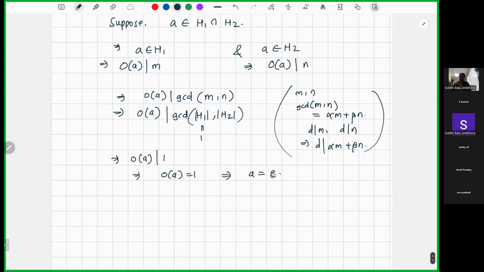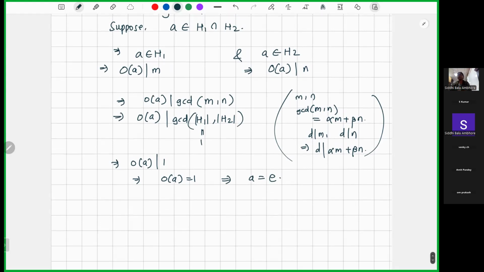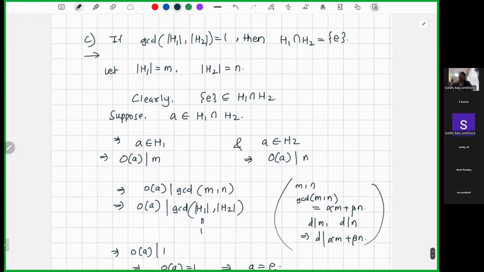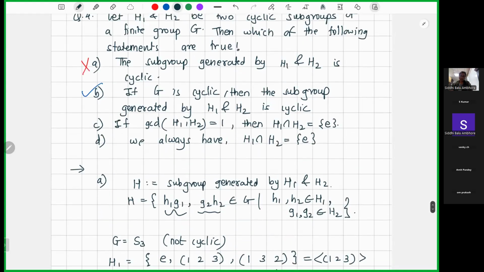Okay. Any doubts here? Okay, great. Now the fourth one. So this one is also true. This statement is also true.